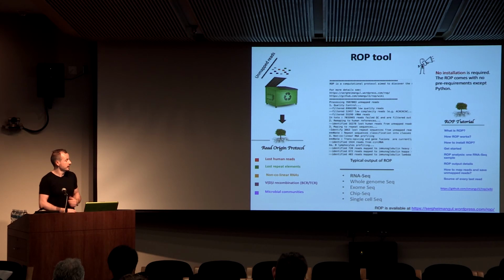We're exploring some other technologies besides RNA-seq. We got a request from Australia about ChIP-seq. People were interested in profiling repeats from ChIP-seq, so they want to use the ROP to look for the repeats among the unmapped reads. Again, the tool is available here.